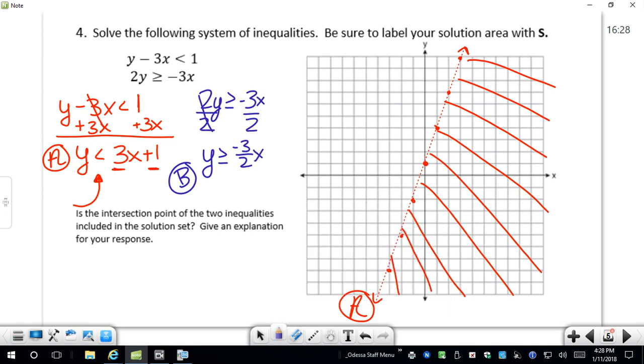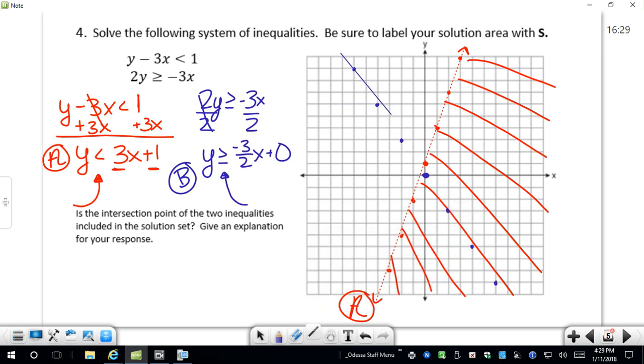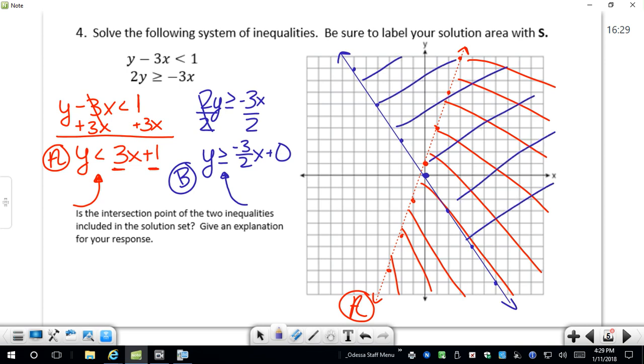And then we're going to move on to B, which is y is greater than or equal to negative 3 halves x. Remember, guys, there is a y-intercept here. It's technically plus 0. So I'm going to throw a point there at the origin, 0, 0. And I'm going to use my slope of negative 3 halves, down 3 to the right 2, to get my points. Or that's up 3 to the left 2 if we're working backwards. Now, guys, pay attention here. This one is greater than or equal to, so we can use a solid line. Don't forget your arrows. And since this one is greater than or equal to y, the greater than y values are found above that line. We're going to label that B.